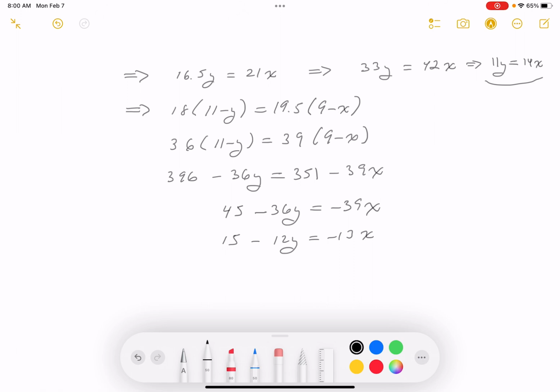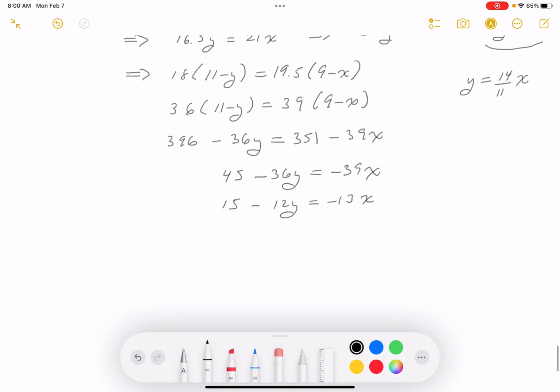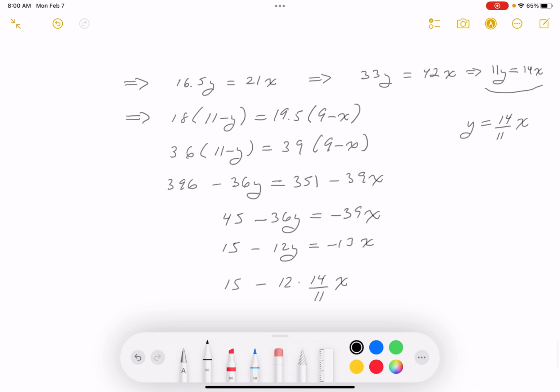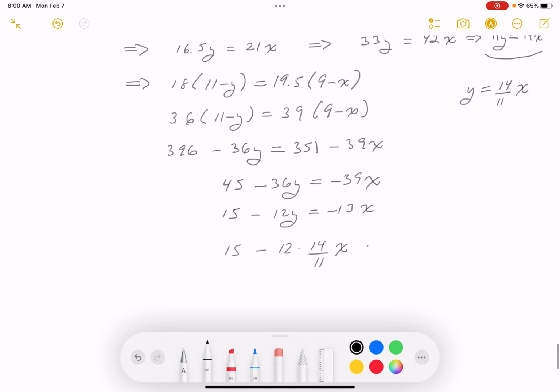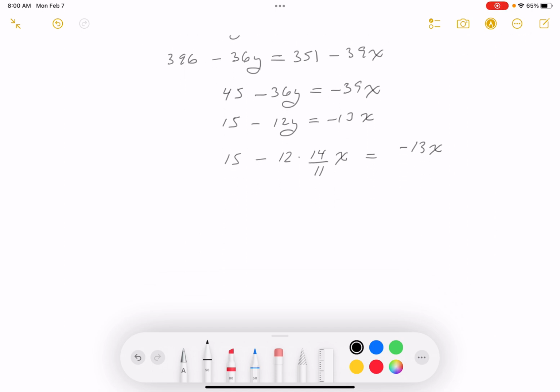So I'm going to say y is equal to 14 over 11x. Let's write that down. 15 minus 12 times 14 over 11x, right, just using that, equals minus 13x. Well, I got some work to do, don't I?